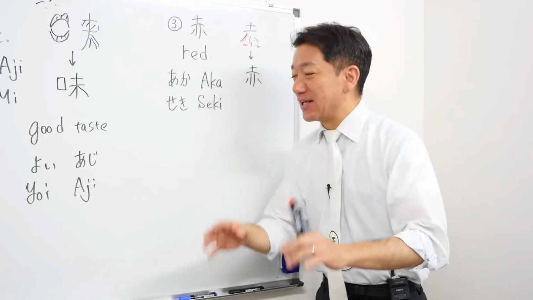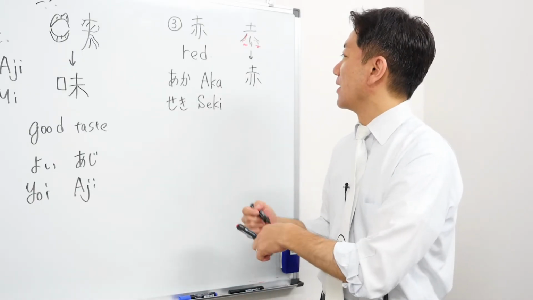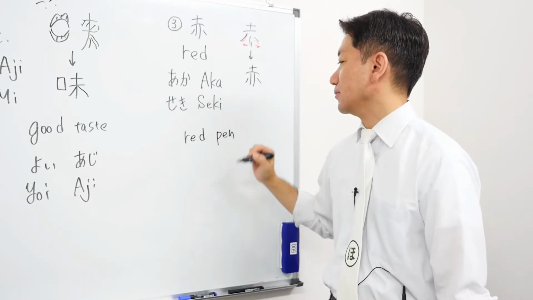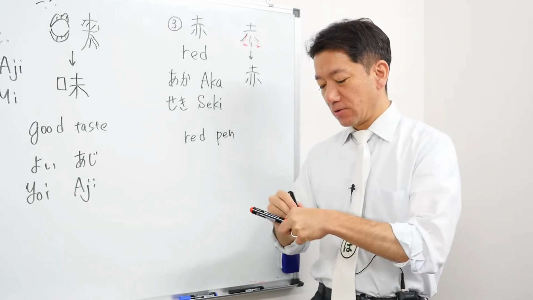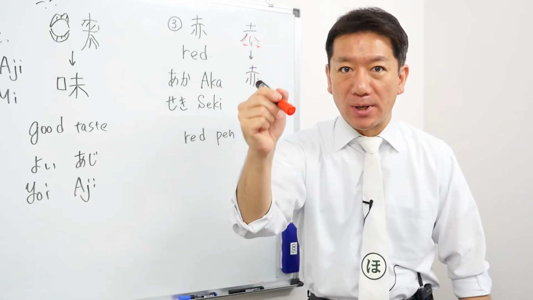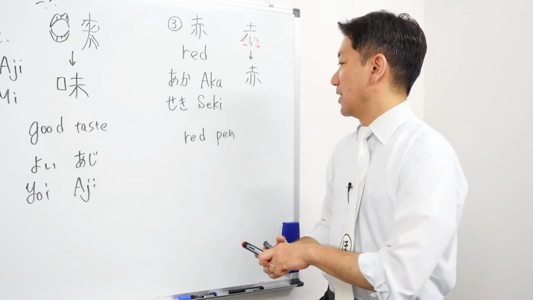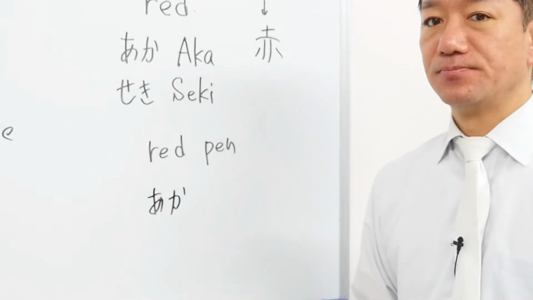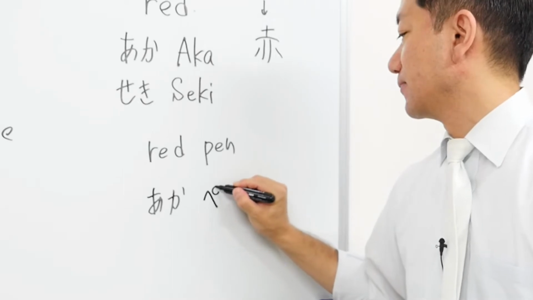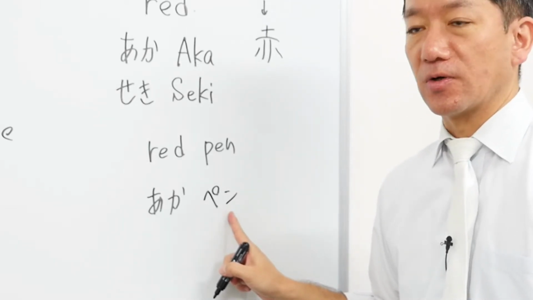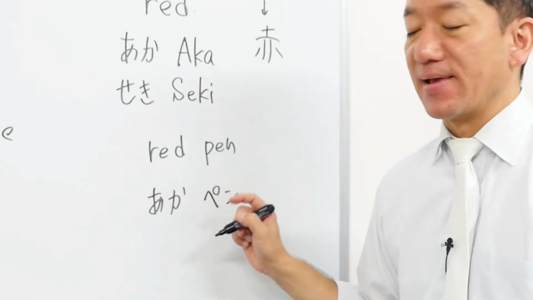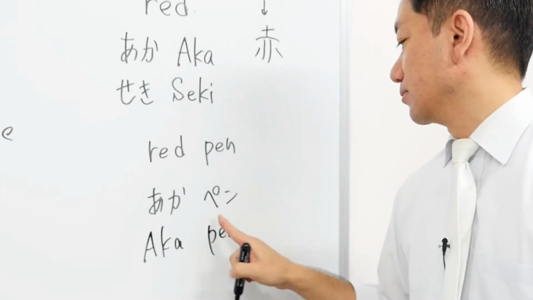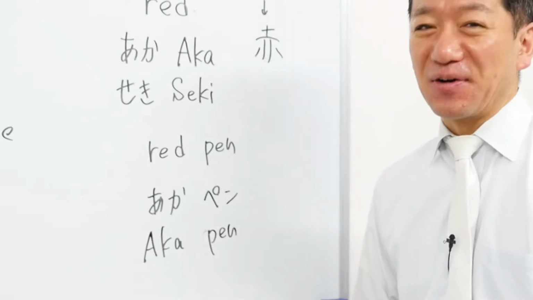All right, let me share with you a simple example. For example, a red pen. A really simple one. Literally, I'm holding a red pen, right? It's red, akai or aka. And pen is pen in katakana form. Aka pen, red pen in Roman. That's it.